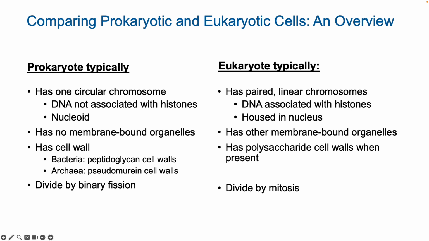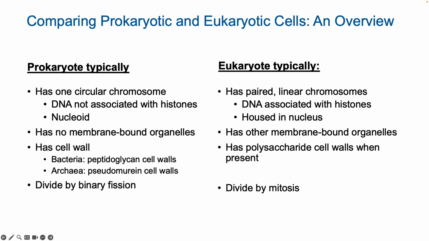We can contrast that with eukaryotes, which are most often diploid, at least in some of their life stages, meaning they have paired chromosomes, and those chromosomes are usually linear. The chromosomes are tightly packed within a nucleus, and the way that they get packed up is by being wrapped around those histone proteins. Eukaryotes also have other membrane-bound organelles. For example, the mitochondria, some have chloroplasts, they have the Golgi, the ER, all of that.